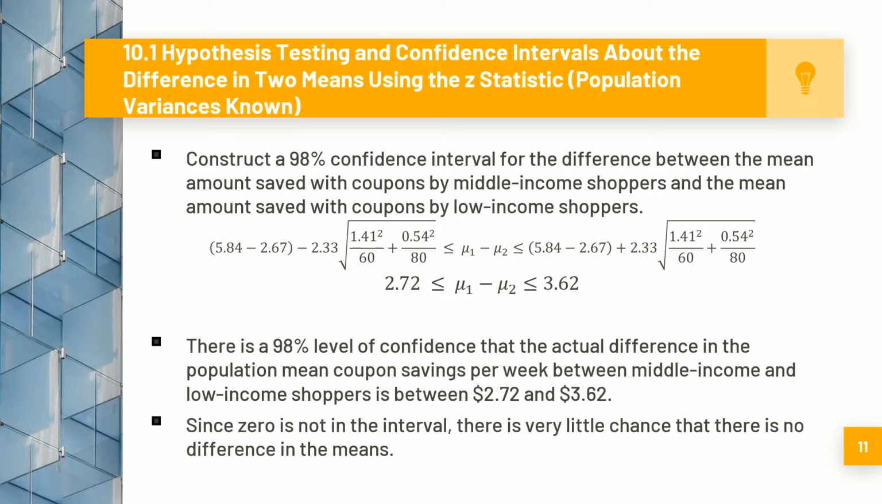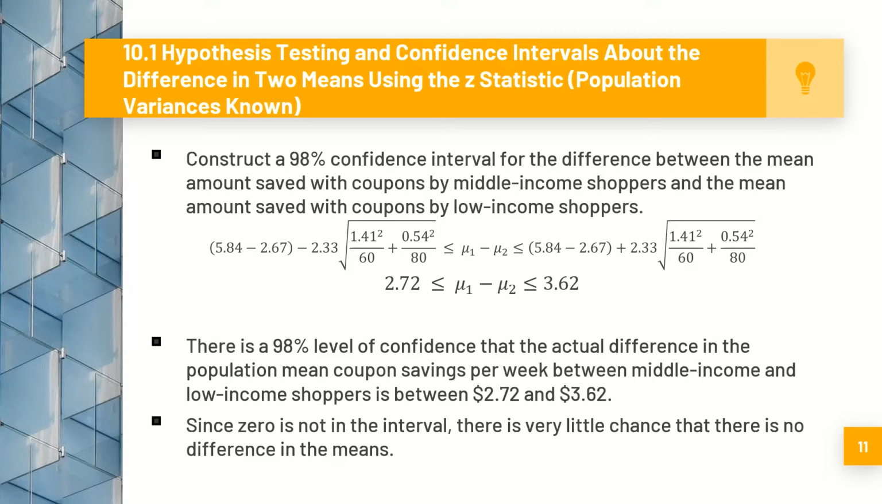So to compute, 5.84 minus 2.67, which is the mean of the samples from middle-income shoppers and low-income shoppers, minus 2.33 times the square root of 1.41 squared over 60, which is the standard deviation and number of samples for middle-income shoppers, plus 0.54 squared over 80, which is the standard deviation and the number of samples for low-income shoppers. And then on the other side of the equation, you would just replace the subtraction sign with an addition sign.